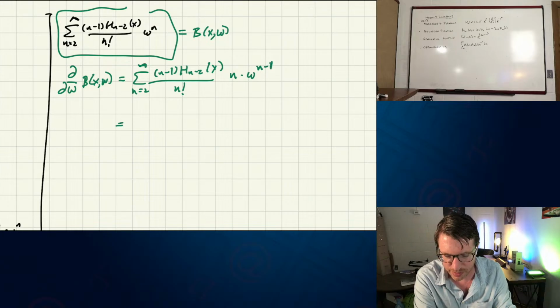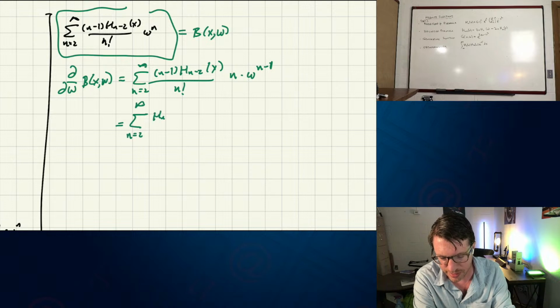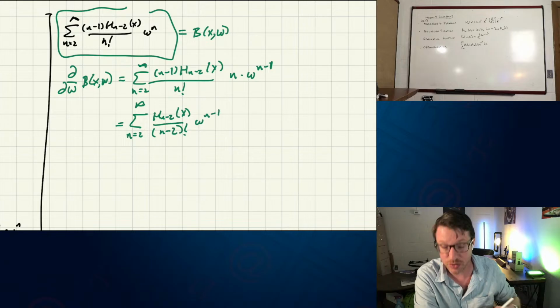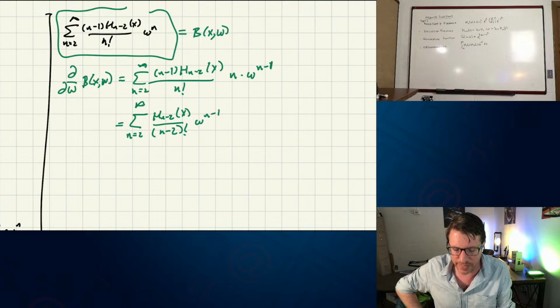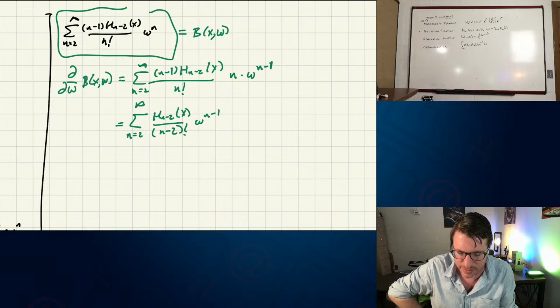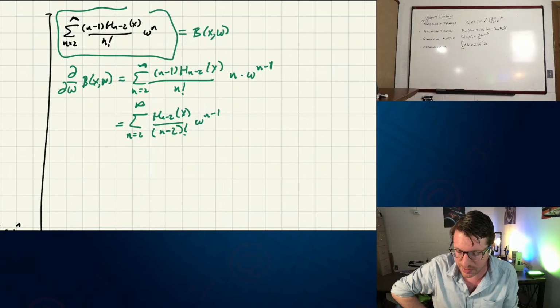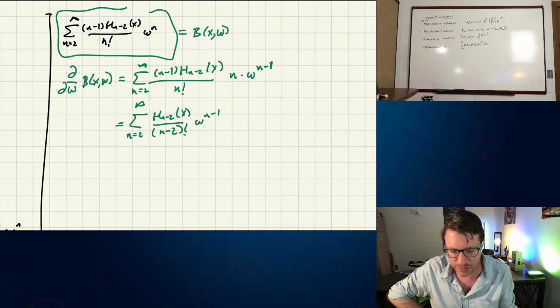And doing a little bit of finagling, we see that this ends up being the sum from n equals 2 to infinity of h_{n-2}(x) divided by (n-2) factorial, and then times w to the n minus 1. This is almost perfect. We're actually starting at the 0th index because n minus 2 at n equals 2 is just 0. And we just have this extra w term in here.